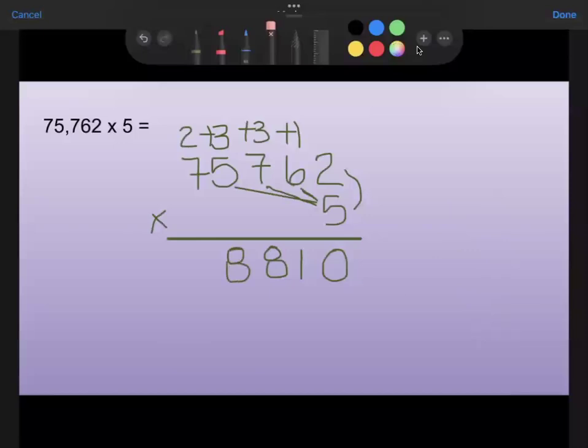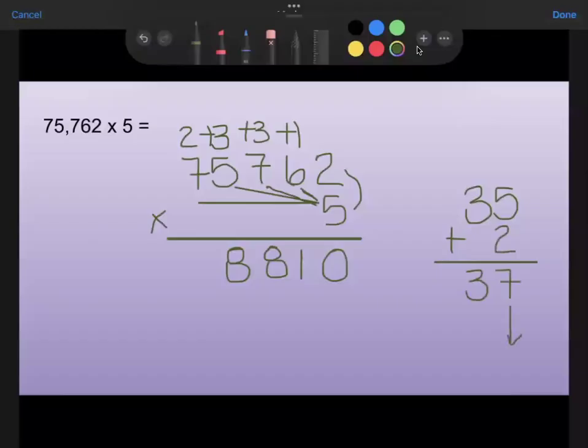7 times 5 is 35. So I'm going to go ahead and write that. And then I have to add the 2 that's on the top of that place value, which gives me 37. So again, the 7 gets dropped down and the 3 gets regrouped. So I'm going to leave the 7 down here and regroup the 3 to the top of this place value.